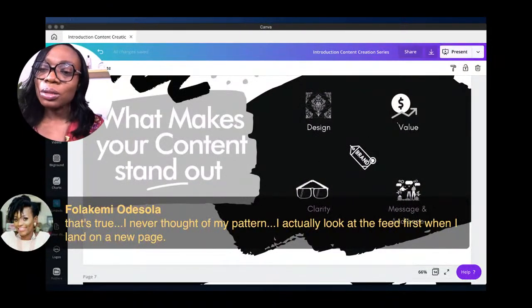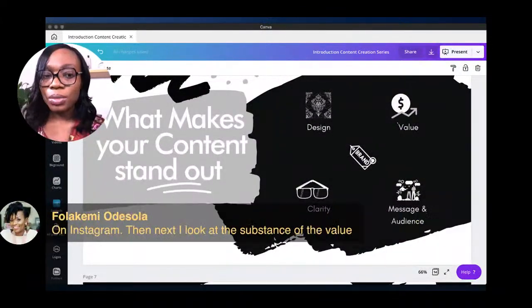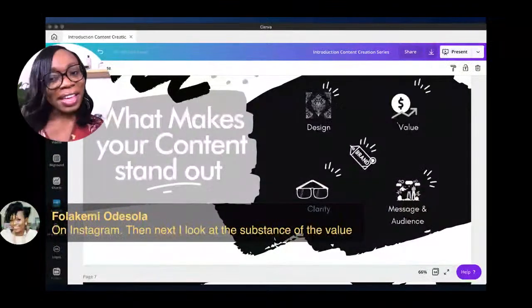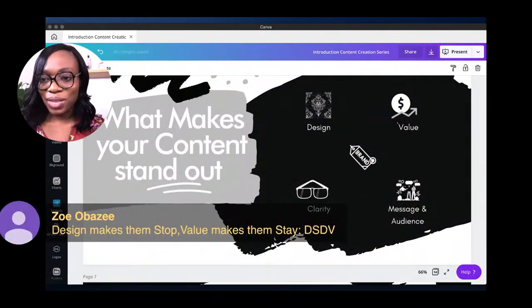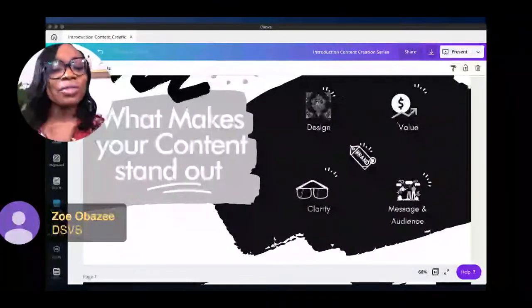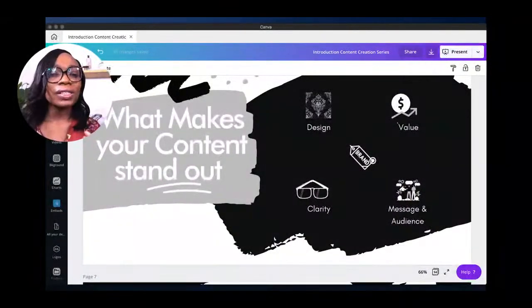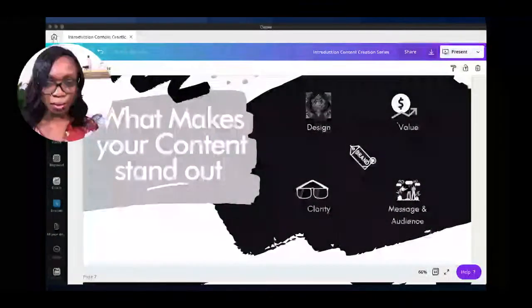On Instagram, the next thing I look at is substance of value. That's by Folakemi. Yes, we should look for substance. So if you're looking for substance, you should give substance. And my wonderful Zoe said, design makes them stop, value makes them stay. DSDV. I think I'm going to steal that from you and create a graphic with that. Black Academy already knows that I'm going to create a graphic with that. DSDV. Awesome.